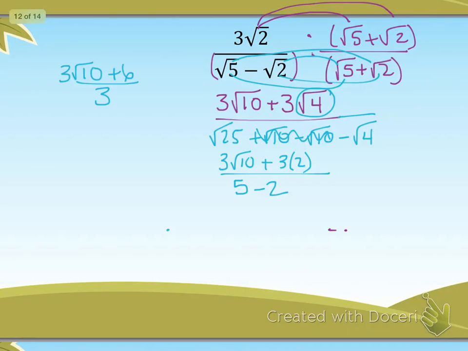And then it looks like both of these on the top are divisible by 3. Do not divide the radical. This is like when we're doing quadratic formula, do not take 10 divided by 3. It's only the coefficients that you divide the 3 by. So 3 divided by 3 is 1, so I just get the square root of 10 plus 6 divided by 3 is 2.